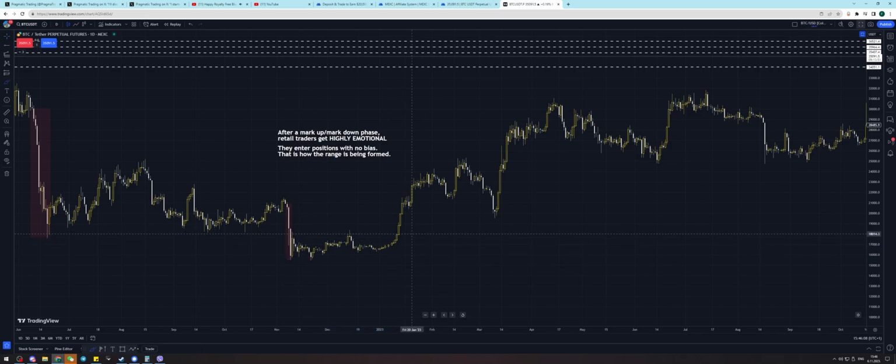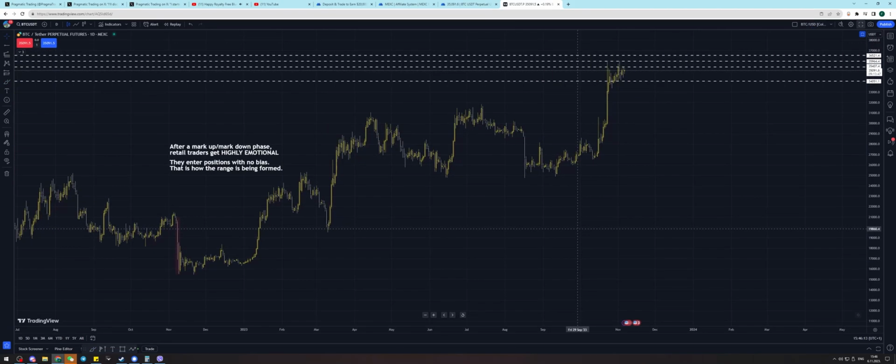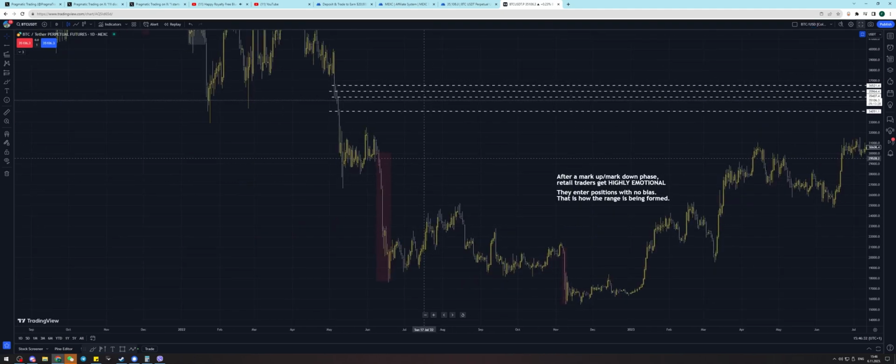Markdown phase, market is highly emotional. What happens next? We have the markup phase, right? Now let's take a look at the present. Do we have a markup phase? Yes. Do we have a consolidation, a range? Yes. Do we have a temporary reversal? Yes, but that reversal is just a confirmation of a breakout point, right? We go up.